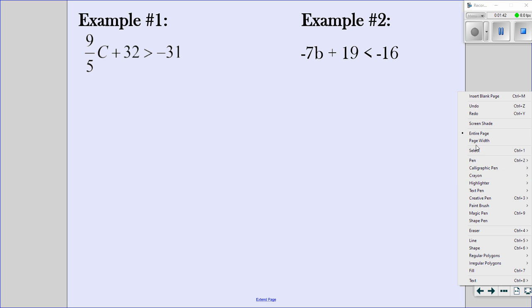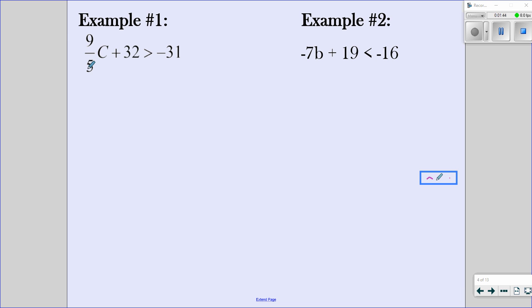So the first one, we have 9/5 c plus 32 is greater than negative 31. So we need to solve for c. So the first thing we need to do is an addition and/or subtraction, properties of equality, in order to get that c by itself.